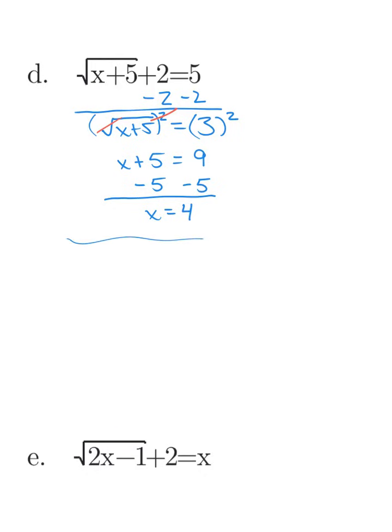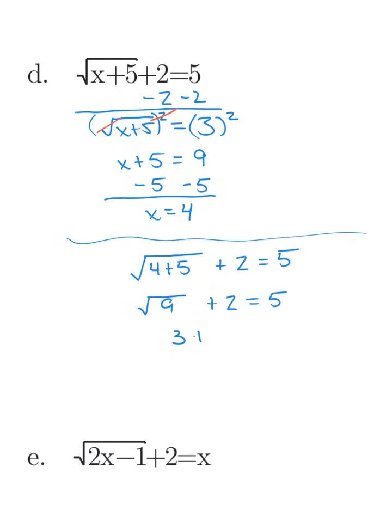Okay, if we check this, I get the square root of 4 plus 5, replace x with 4, plus 2. I want to know, is this equal to 5? Well, if we simplify inside our square root, we get the square root of 9. Square root of 9 is 3. And 3 plus 2 is in fact 5. So x equals 4 is our solution.